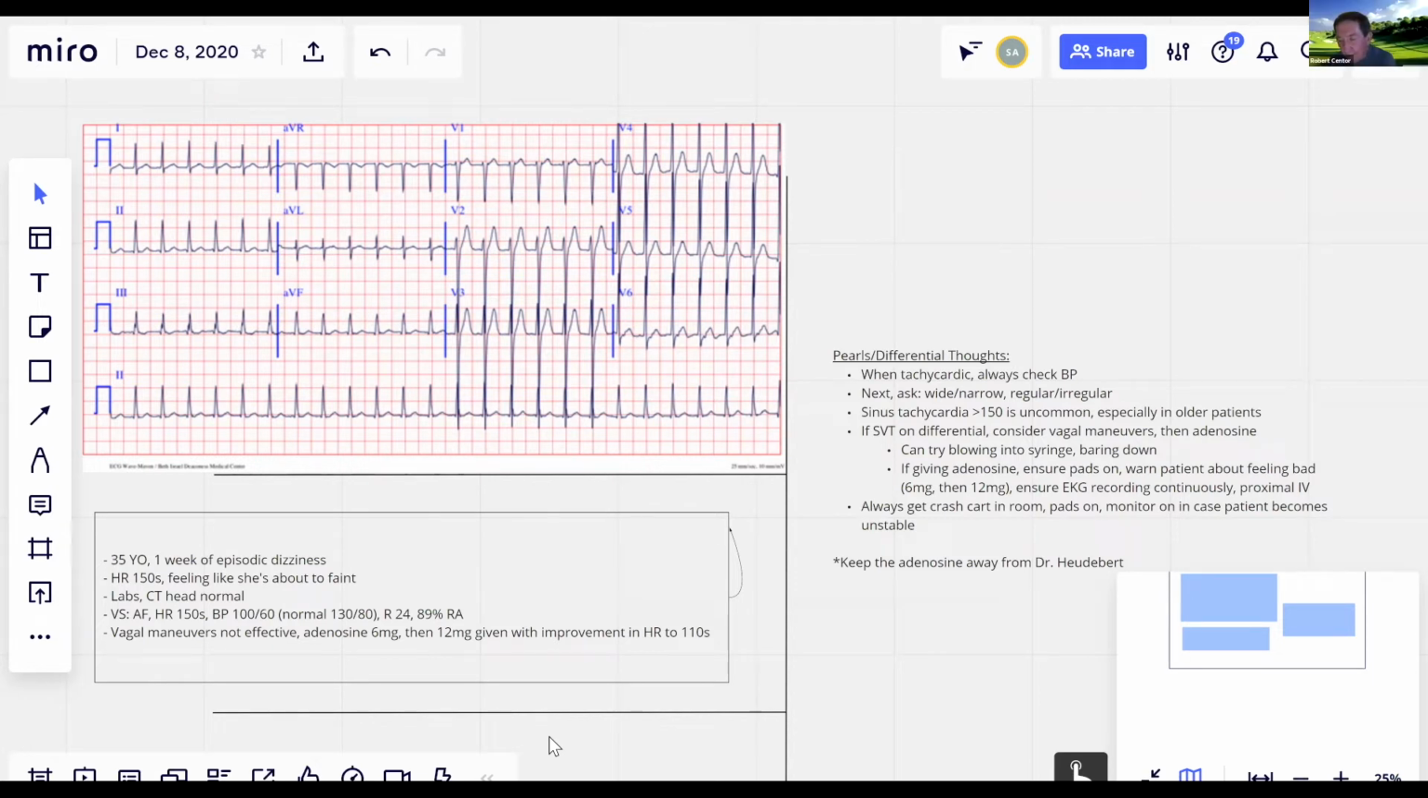So Travis is an emergency medicine expert, so he sees a lot of this. Travis, you've put a lot of good stuff in the chat. Could you just talk a little bit about how you handle this in the emergency department?